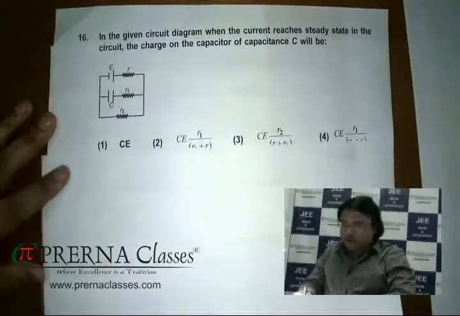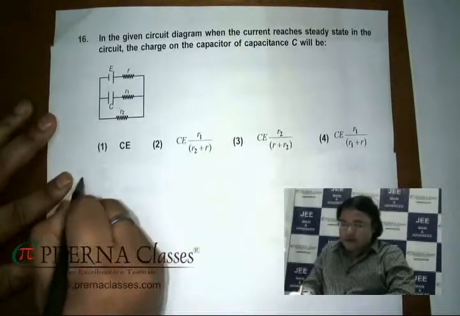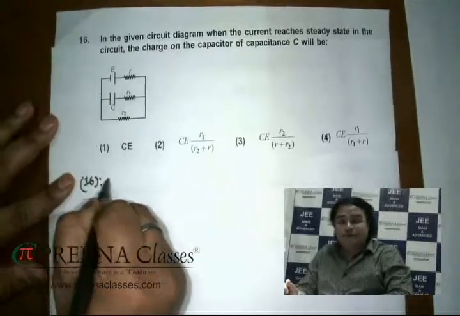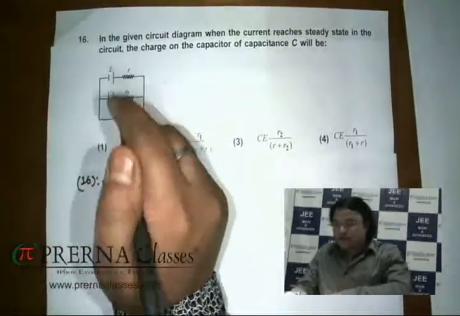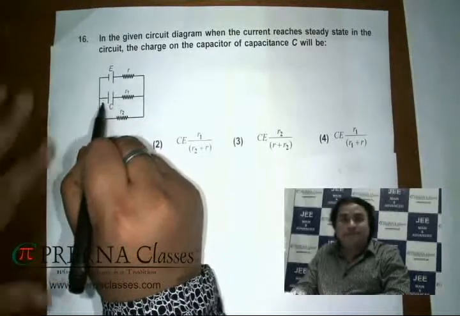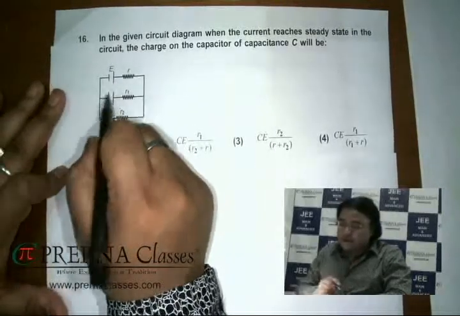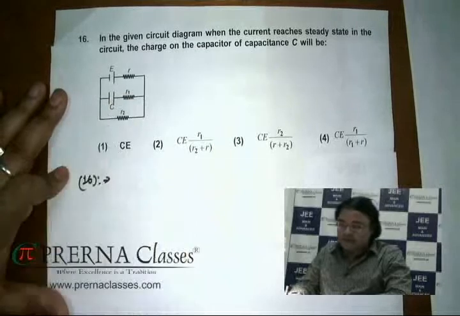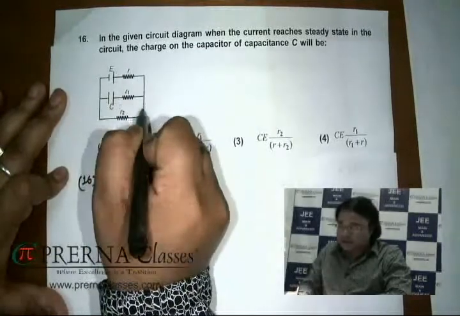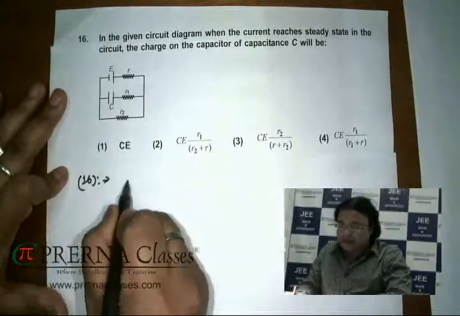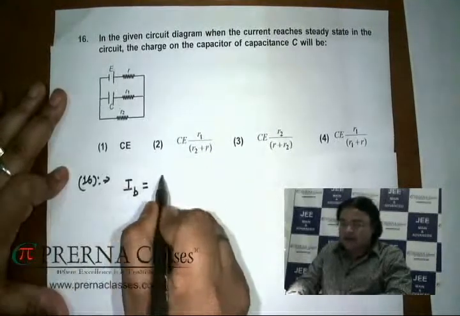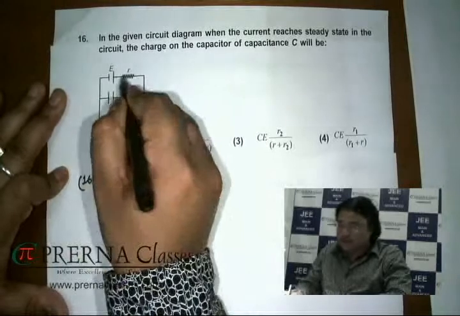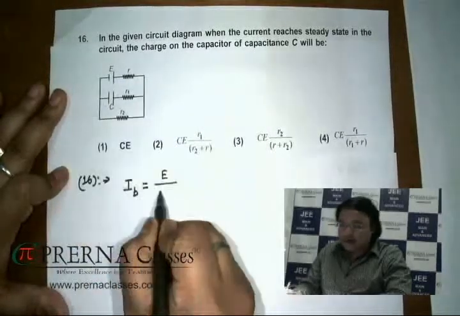Okay, next question, that means question number 16. Here the setup is given at the steady state, and we know at steady state there will be no current through the capacitive branch here. So the total current passes through this branch. Clear? So what will be the current supplied by the battery? It will be the net potential, that means E, and in this branch the resistance in series will be R+R2.